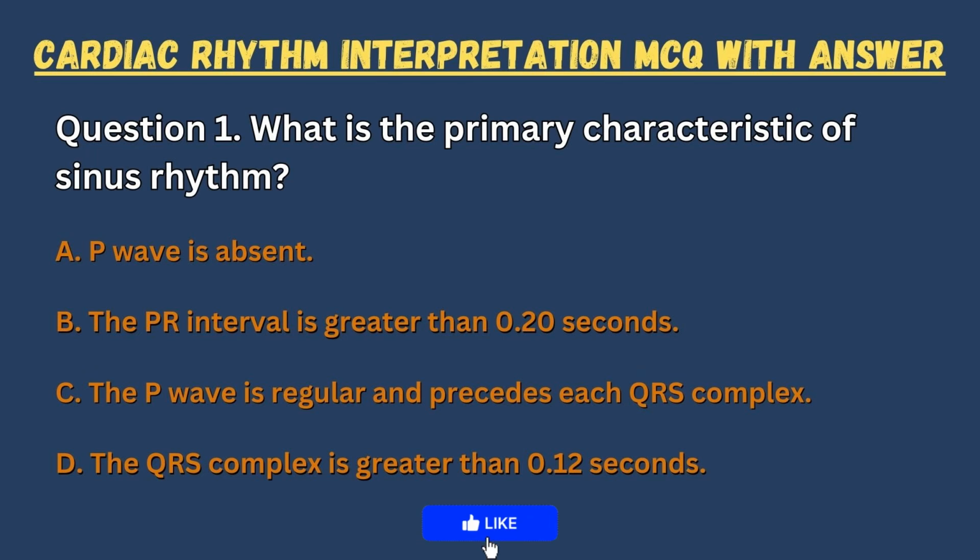Question 1. What is the primary characteristic of sinus rhythm? A. P wave is absent. B. The PR interval is greater than 0.20 seconds. C. The P wave is regular and precedes each QRS complex. D. The QRS complex is greater than 0.12 seconds.